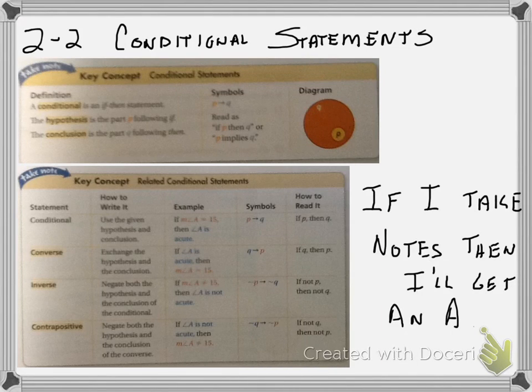2.2 is about conditional statements. When you're taking the key concepts here, I kind of took these pictures because these are kind of important. A conditional is an if-then statement. If I take notes, then I'll get an A. See what I did there?